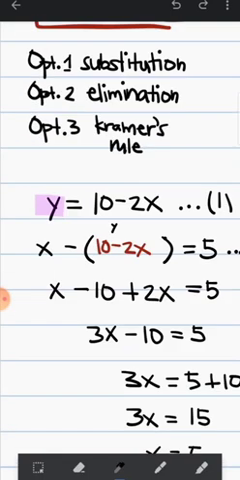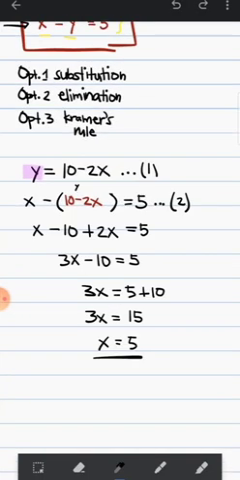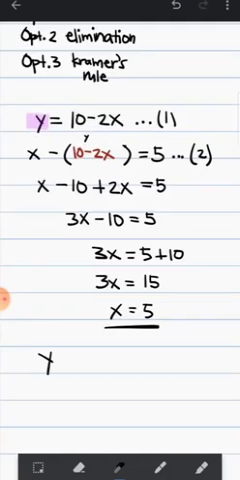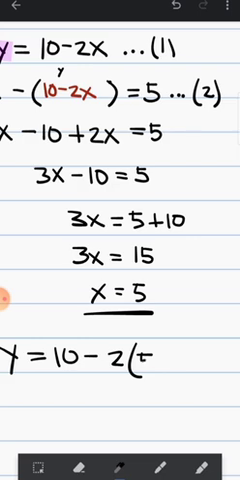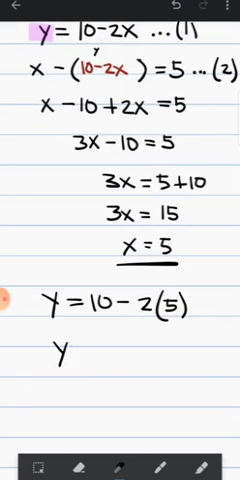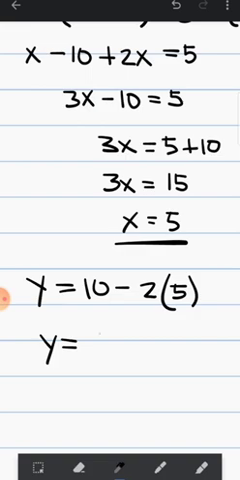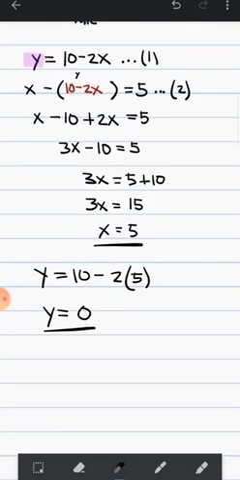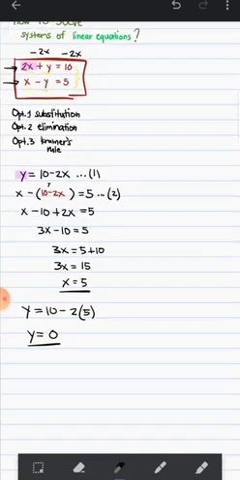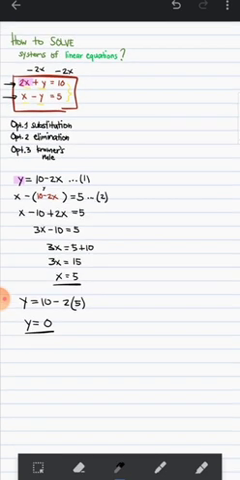So since y is already isolated here, I can substitute 5 here. So if I do that, y is equal to 10 minus 2 times 5. So this will give me my y. y is equal to 10 minus 10, which is just 0. So y therefore should be 0 so that it will satisfy the equation. So with that, we've just solved for x and y.